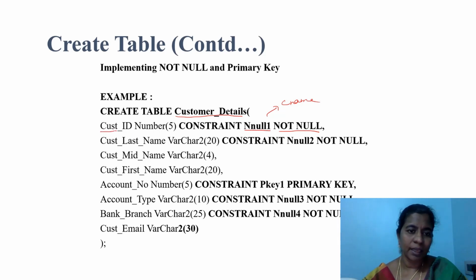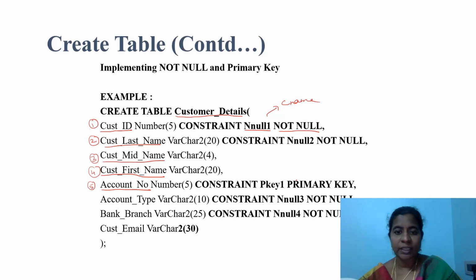Similarly, customer last name. So this customer ID is one attribute. Then customer last name is another attribute we have created. Similarly, we have created customer middle name and customer first name. So these are some of the attributes. And also we have account number, and this account number we have mentioned as the primary key because that is unique as well as not null.